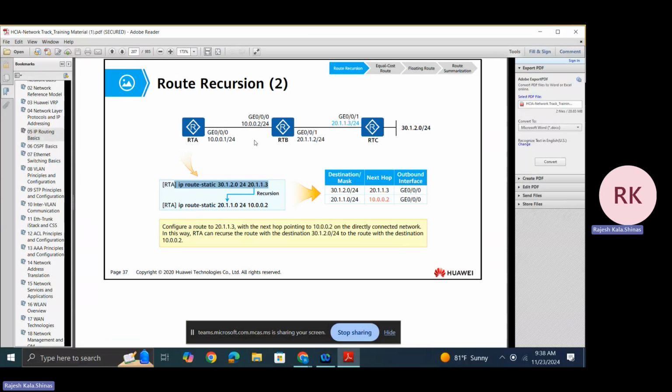So to assist this one, I add a new route, that is route recursion. ip route-static to reach this 21.1.0.0/24, use the next hop 10.0.0.2. This is what route recursion is. Without this route, I cannot reach this, because this is connected to 21, and from 21 it's connected to this one.